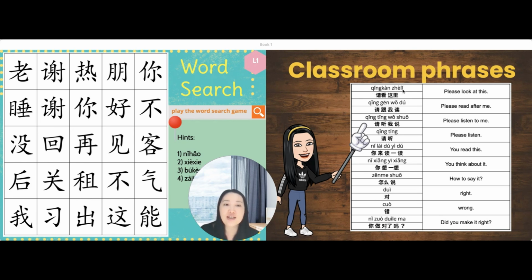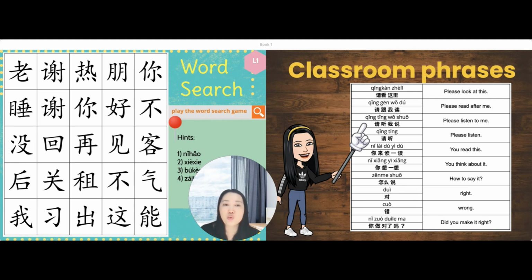请看这里 which means please look at this. 请跟我读 which means please read after me. 请听我说 which means please listen to me. 请听 which means please listen.